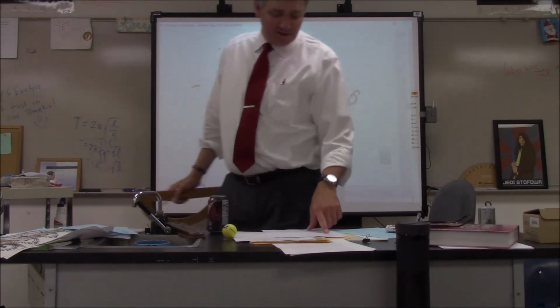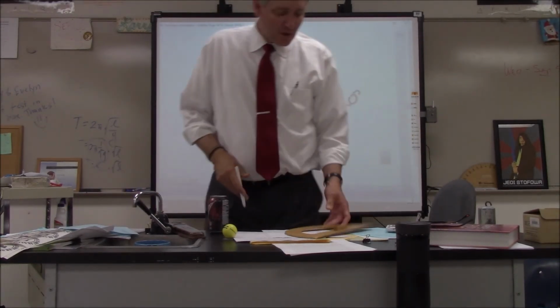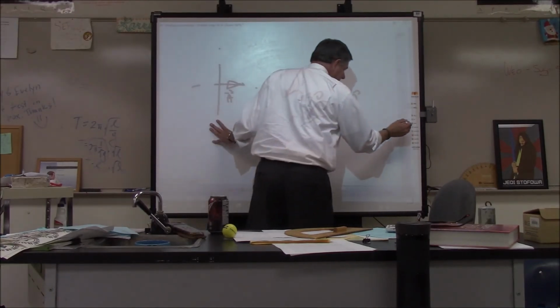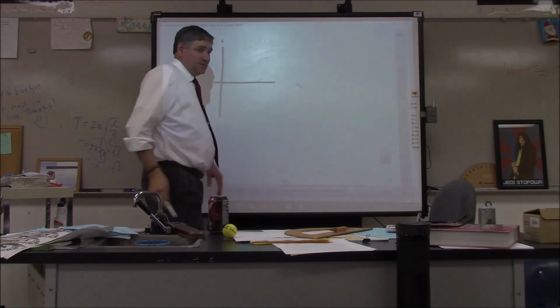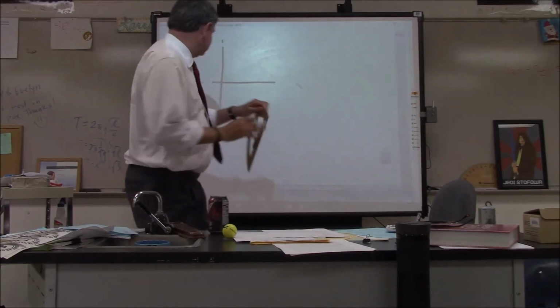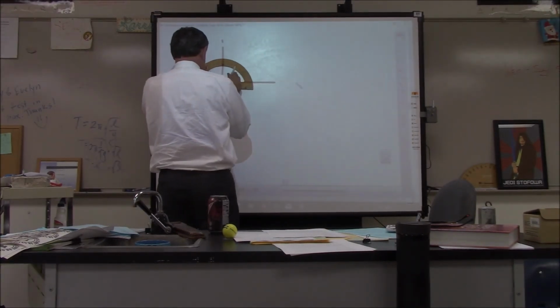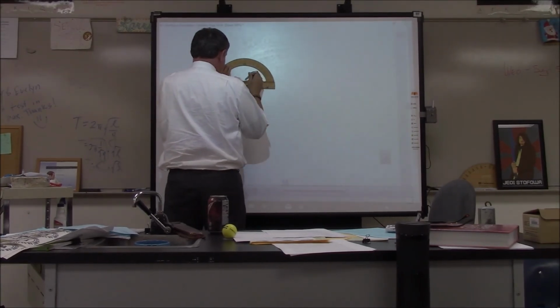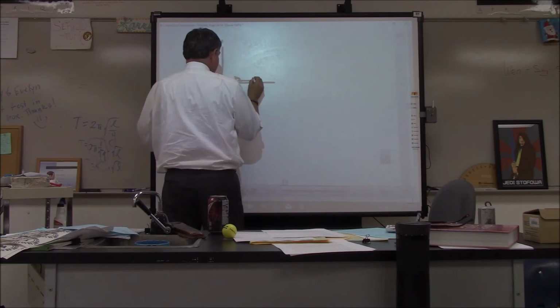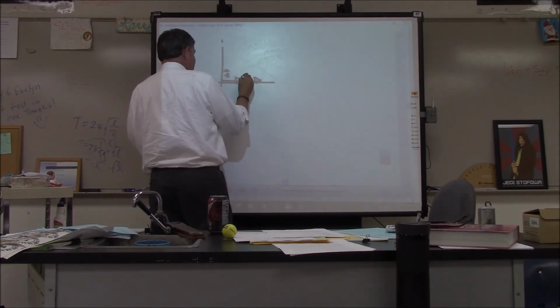Now, when you get down to number two, we're going to add vector A to vector A. So again, this one's simple. Here's your X and Y system. You're going to draw vector A, simple as that. And then from the end of vector A, you're going to add vector A again. So here's vector A, here's vector A.